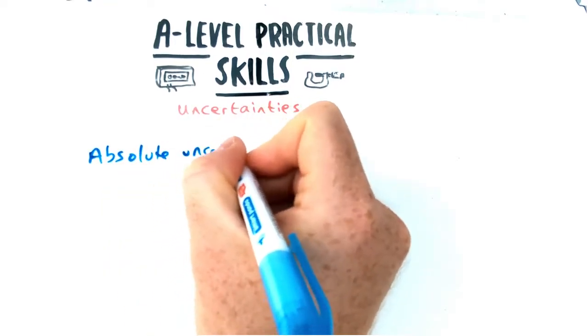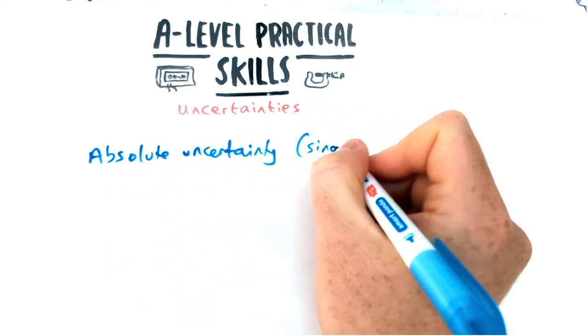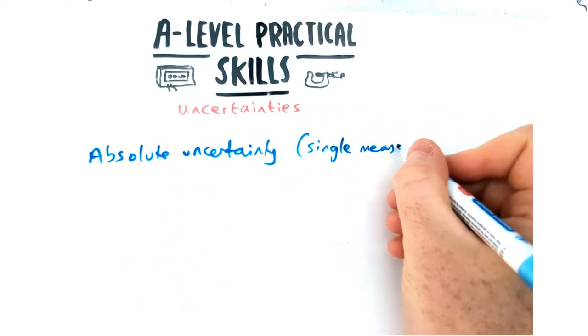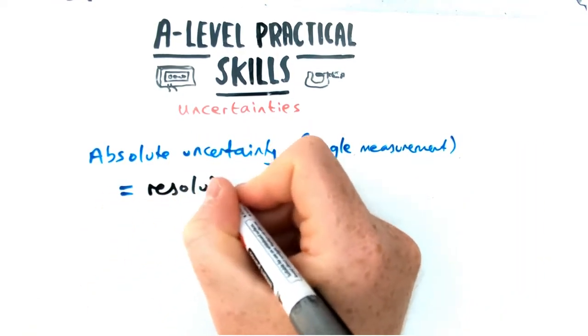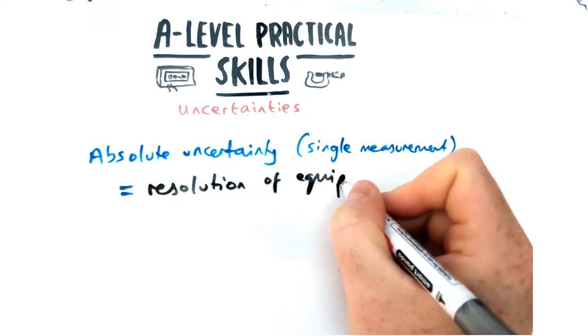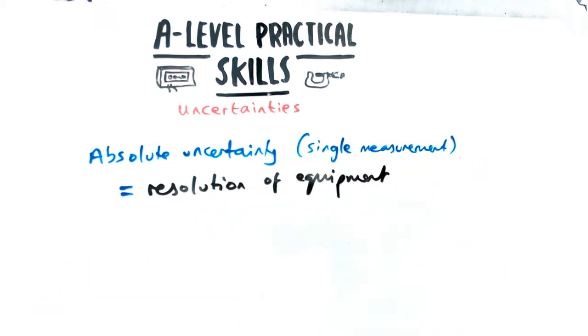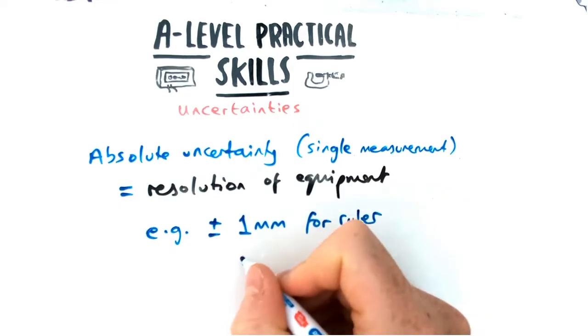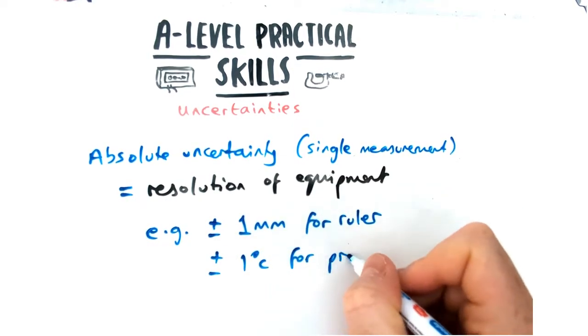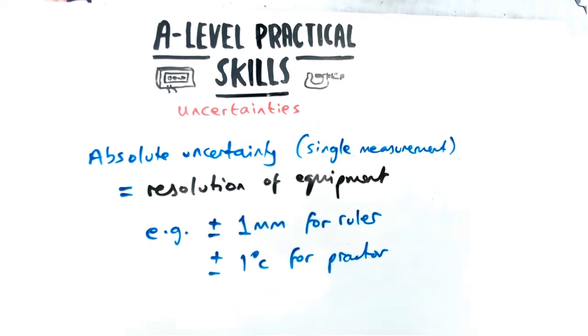Now, to work out the absolute uncertainty with any reading, unless you're told it in a question, for a single reading, we use the resolution of the instrument. So the resolution of the piece of equipment you're using, if you don't know what that is, have a look at my practical definitions video, is the smallest interval an instrument can measure. So that'd be 1 millimeter for a ruler, 1 degree for a protractor.